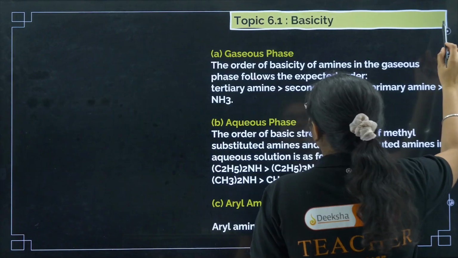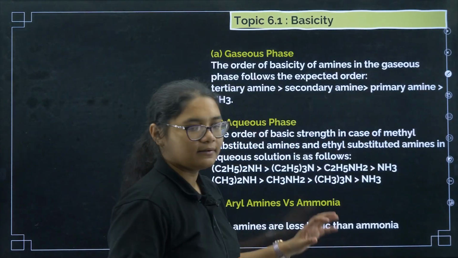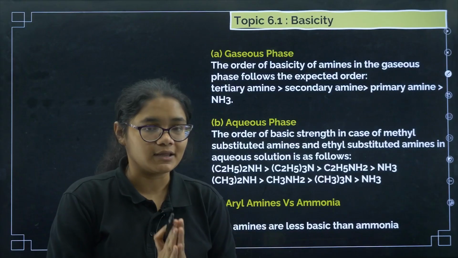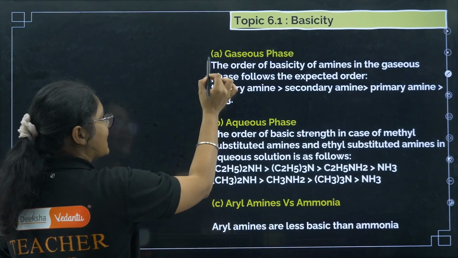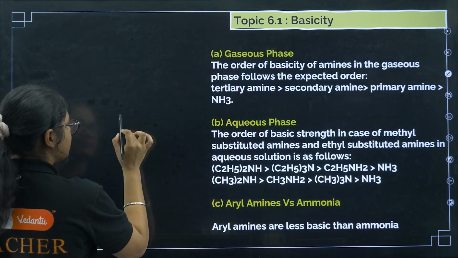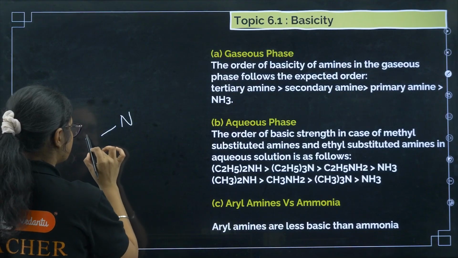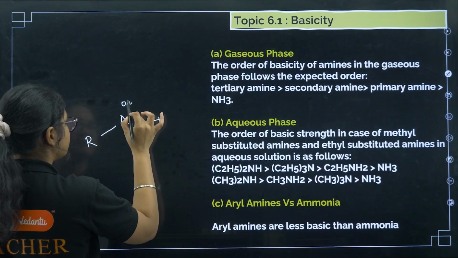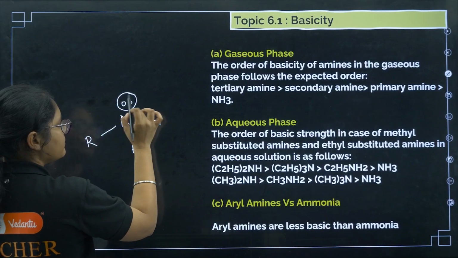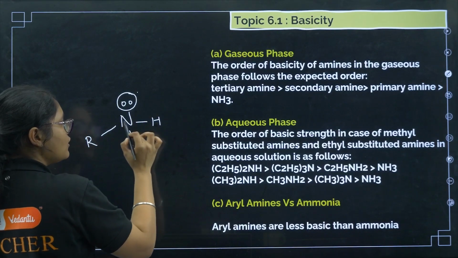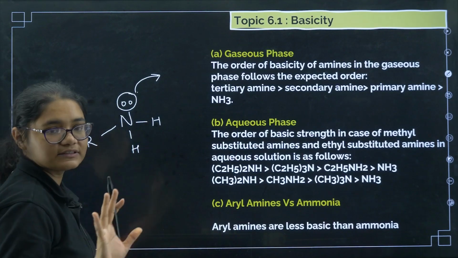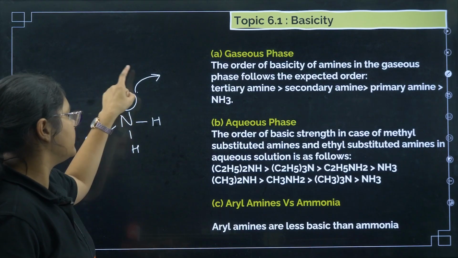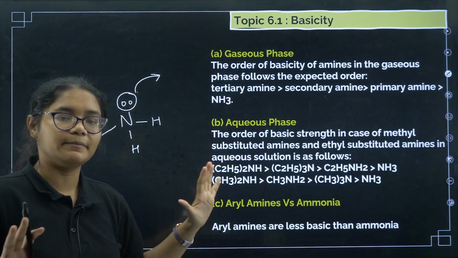Next we have basicity, gaseous phase and aqueous phase. This is a must question, very important, remember. So what is exactly basicity? Basicity means, when you have one amine group, RNH group, or a lone pair of electrons, the tendency of this amine to donate electrons is called basicity.